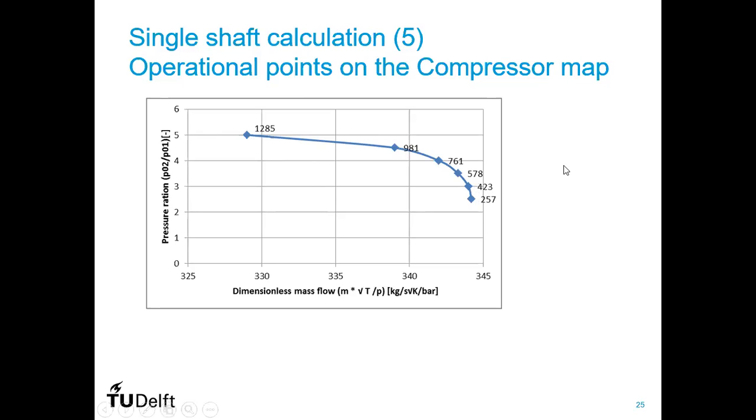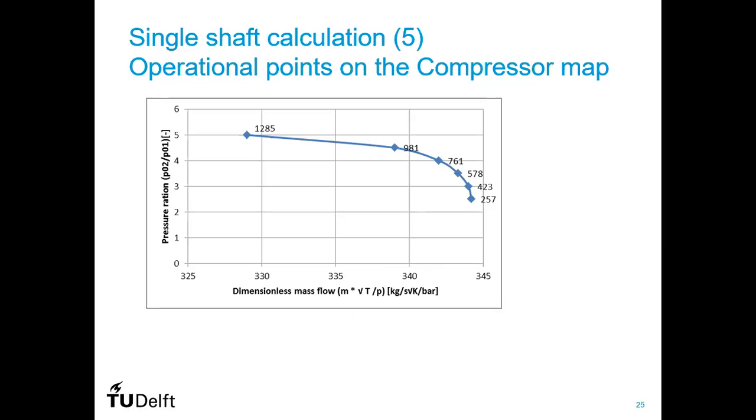Jonas asks how to compensate for ambient temperature. Yes, well, actually we now did it for one situation. In reality, the first correction is via the dimensionless mass flow. So you already see that if you have another dimensionless mass flow, you will also be in another location of the compressor map. So that's the first correction.